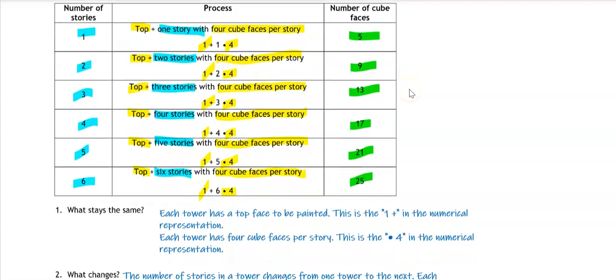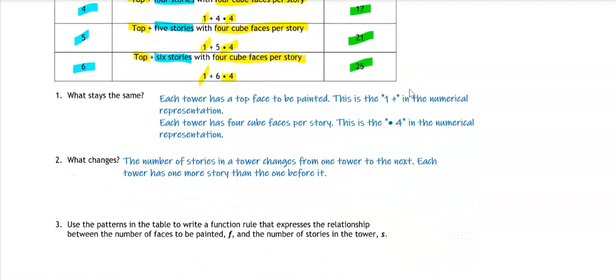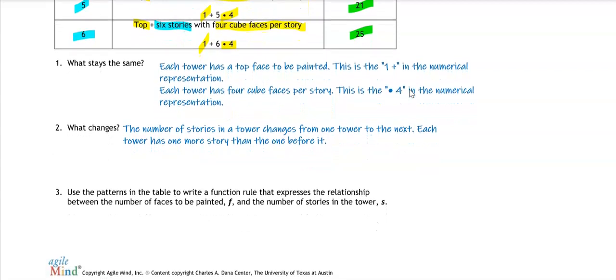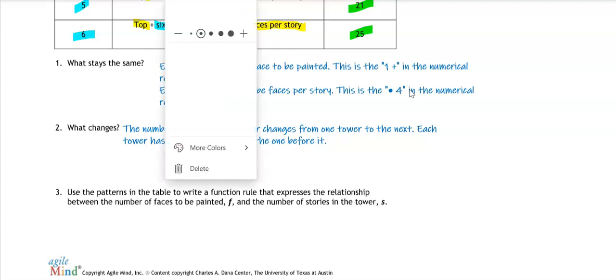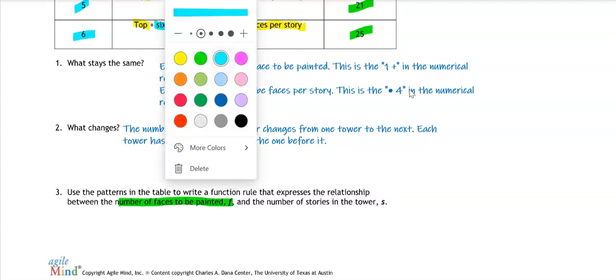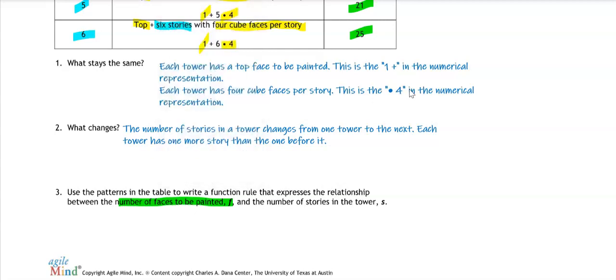So let's go down and see if we can answer the next question. Question 3 says, use the patterns in the table to write a function rule that expresses the relationship between the number of faces to be painted, which is the F. That's our green. The number of faces to be painted, that's our green, that's our F, and the number of stories in the tower is represented by the blue. So we can use that.